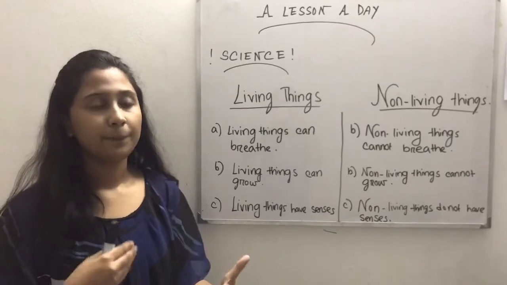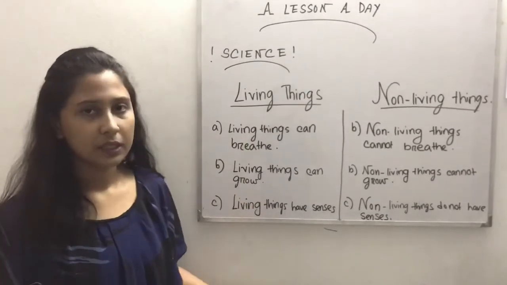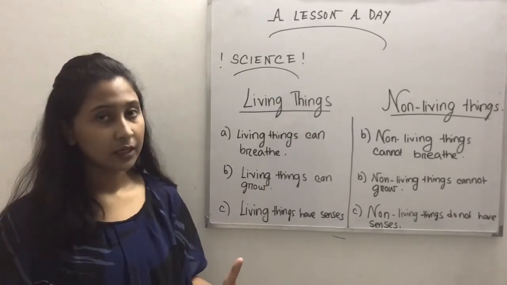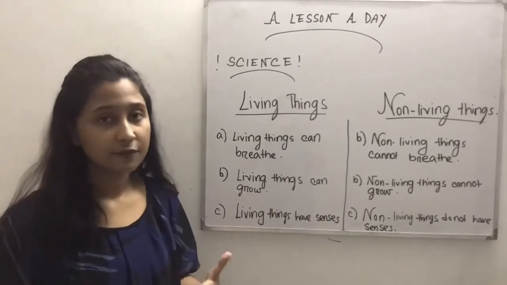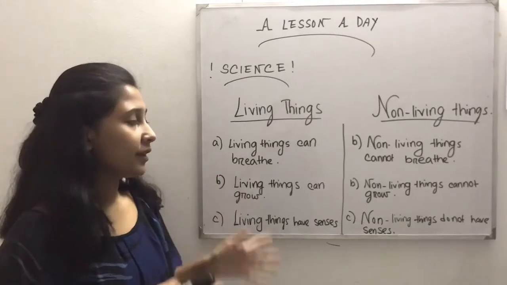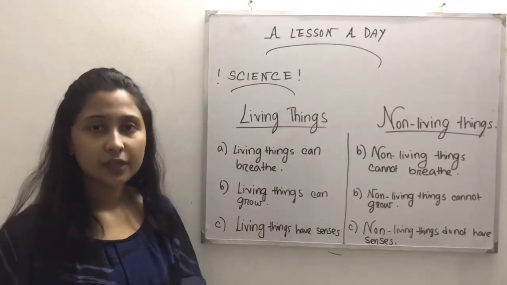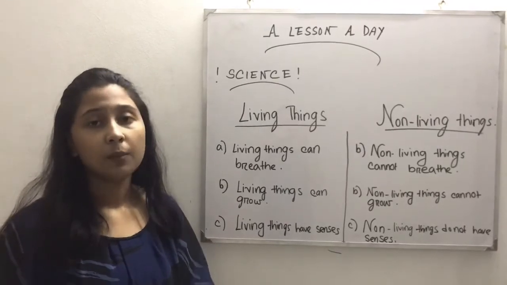Here are a few differences between them, but there are more differences, like living things can give birth to their young ones and non-living things cannot give birth to their young ones. Living things can eat and non-living things cannot eat. So here are a few differences between them, but there are more differences.